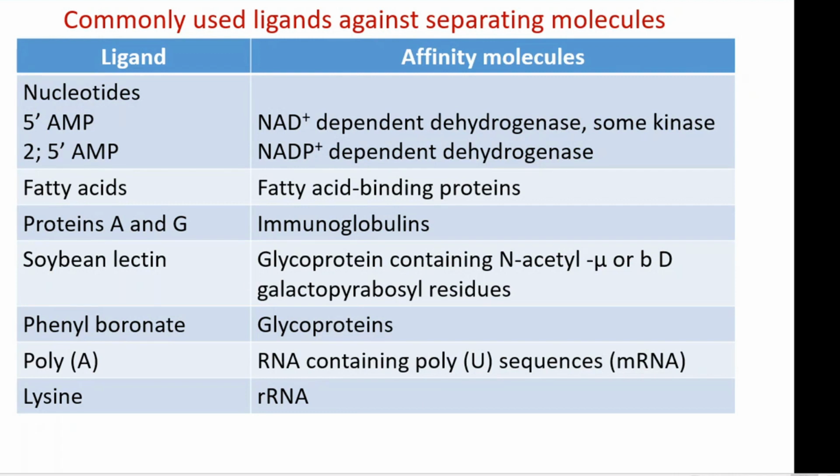So these two nucleotides, usually 5-AMP, can act as NAD dependent ligands. That means it can be used to separate specific molecules, like NAD plus dependent dehydrogenase enzymes and kinase enzymes. So the NAD dependent enzymes can be isolated, can be separated by using affinity chromatography when we use nucleotides like AMP, adenosine monophosphate, as a ligand for their separation.